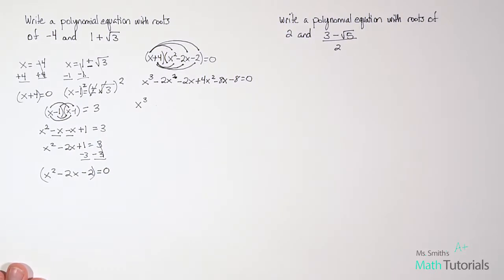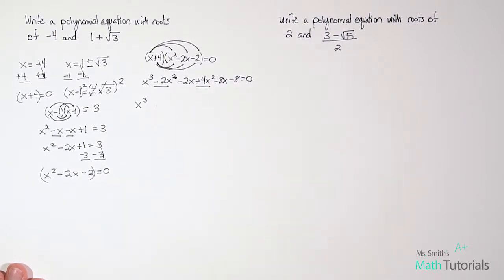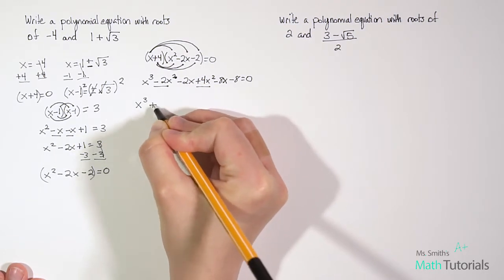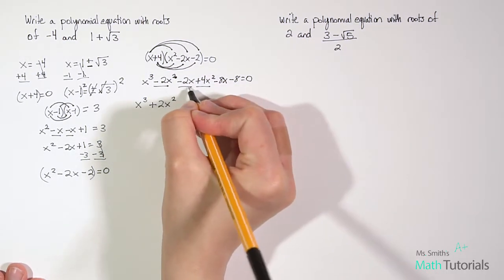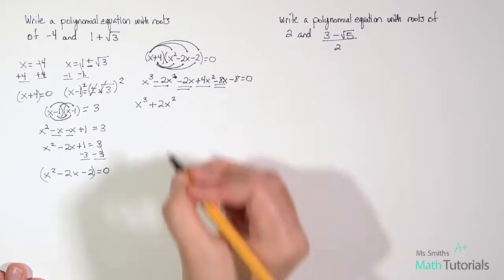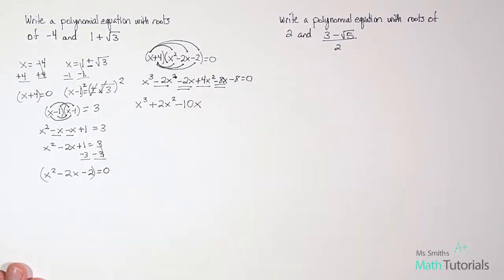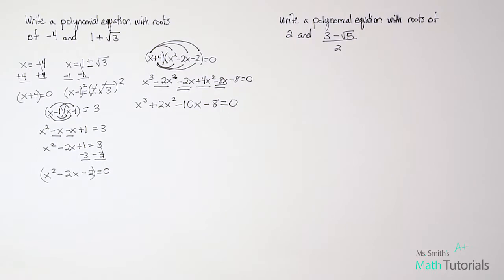For x squareds, I have 2 of them. I've got this negative x squared plus 4x squared. So negative 2 plus 4, that's going to give me a positive 2x squared. For my x to the first, my just plain x's, I've got this negative 2x and this negative 8x. Negative 2 minus 8, that would give me a negative 10x. And then my constant of negative 8, no like terms there, equals 0.